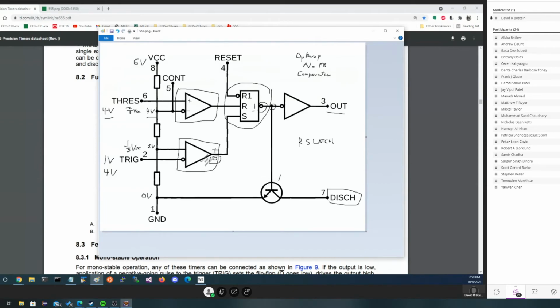We also have these two comparators over here that are looking at the voltage on 2 pins. Top one's looking at threshold, bottom one's looking at trigger, and comparing it against whatever is on this voltage divider at the point where they're plugged in. The top one's looking at the 2/3 point, the bottom one's looking at the 1/3 point. Anybody have any questions about that internal diagram? Some people call it the infernal diagram.